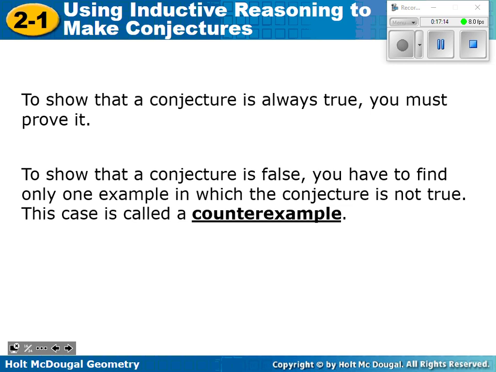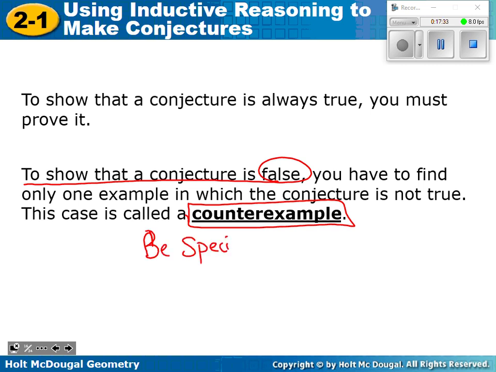We're going to write proofs. But today, we're not doing that. We are just going to show conjectures are false by trying to come up with one counterexample. Your counterexample must be specific. I'm going to write this. Be specific. I'm going to be super picky about that.